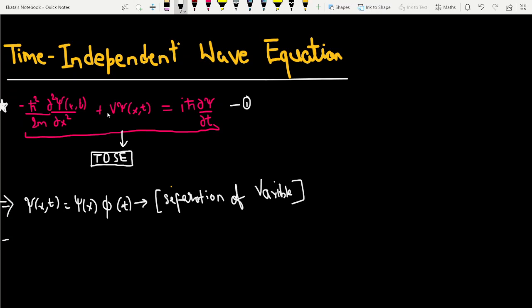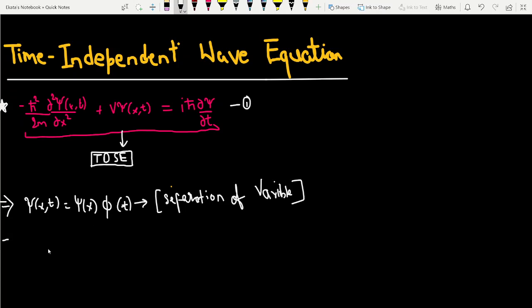I have written here the time dependent Schrodinger wave equation. We will solve this equation with the help of separation of variables. You know that psi of x, t, which is a wave function, is dependent upon both x and t. So we can separate it as psi of x, which is dependent upon x, and phi of t, which is dependent upon t.